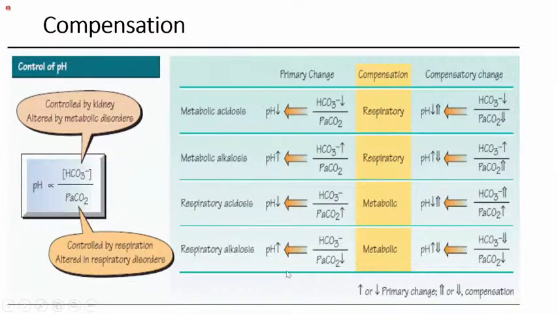What happens with respiratory disorders? With respiratory acidosis, the main thing is that you're retaining too much CO2, so your pH goes down and you become acidotic. So your kidneys will try to help you out, again, by taking the bicarbonate in the same direction. So there's retention of bicarbonate, and that tries to get the pH back to normal.